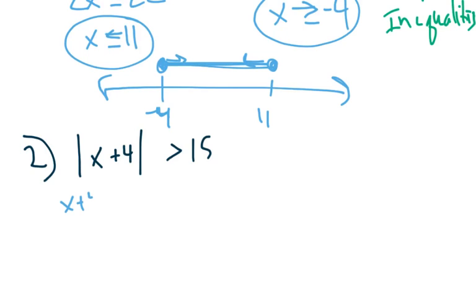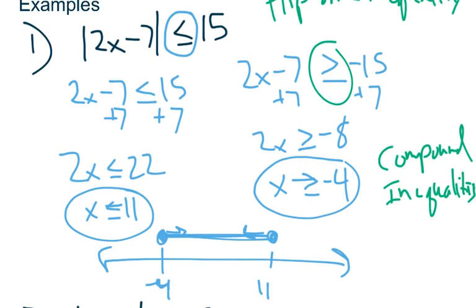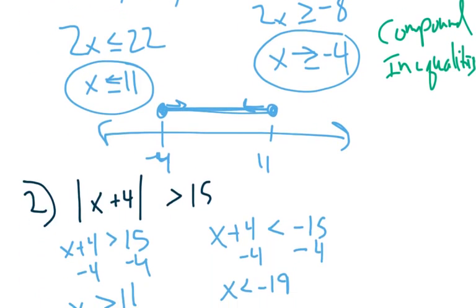We'll get x plus 4 is greater than 15. That first one is always as is without the absolute value bars. Second one, x plus 4, negative 15, but we have to change the inequality to less than. Subtract 4 from both sides, subtract 4 from both sides, and we'll have x is greater than 11, x is less than negative 19. Now, notice our first one was less than or equal to. This one is greater than.